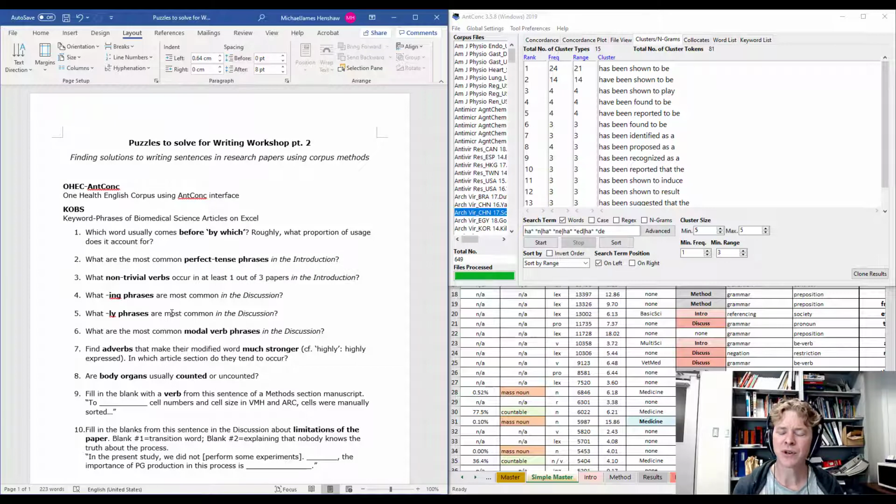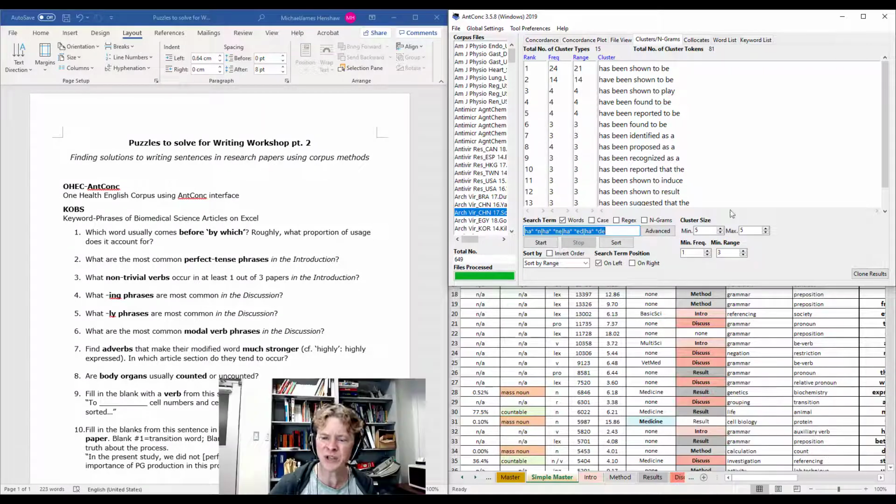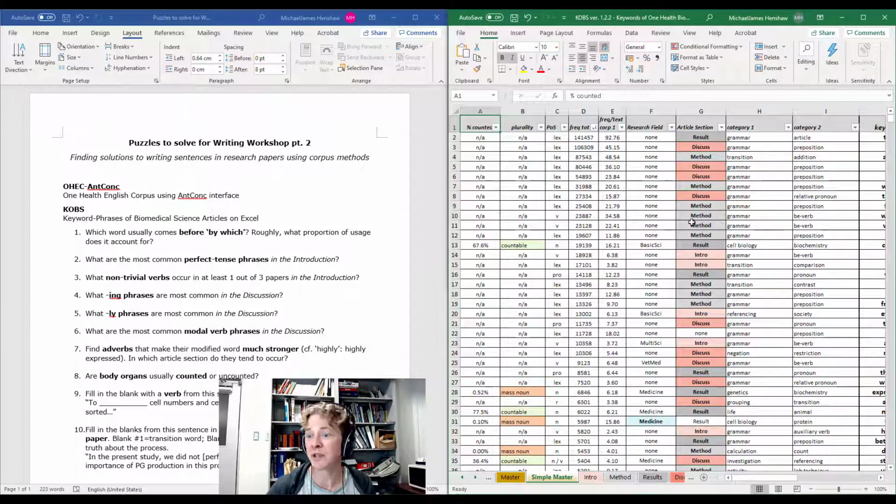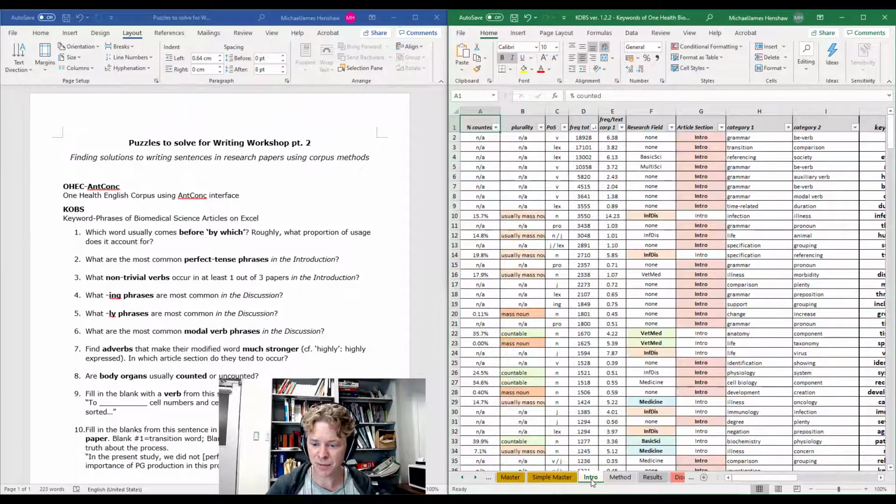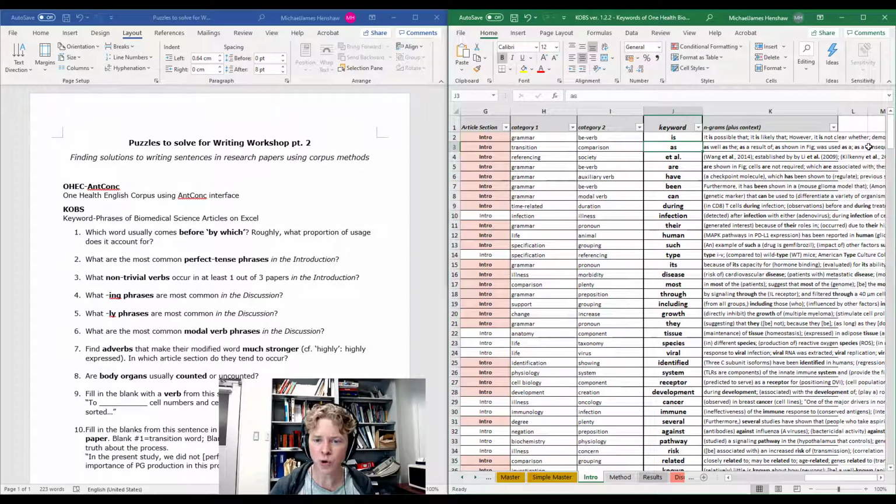Okay, well now we're getting less specific. I don't know how to write a clever formula to search on AntConc for all types of verbs. So this is when the keyword list comes into play. And we'll just go to the Introduction tab here. And this gives us all of these keywords that are correlated to the introduction section.